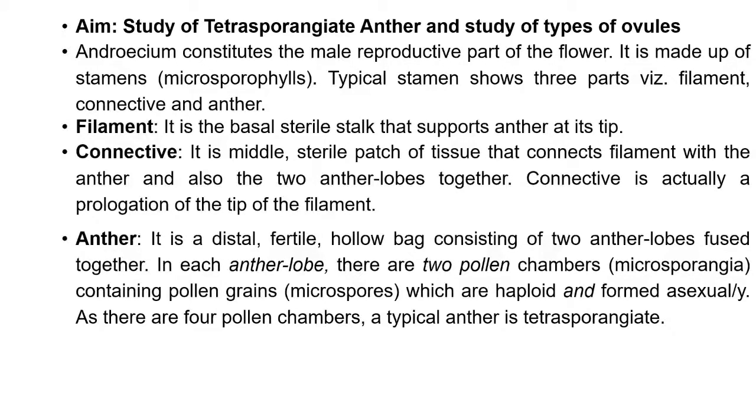Third part, the upper part of the androecium stamen, is the anther. Anther is a distal fertile hollow bag consisting of two anther lobes fused together. In each anther lobe, there are two pollen chambers. They are also called microsporangia, containing pollen grains, that means microspores, which are haploid and formed asexually. As there are four pollen chambers, a typical anther is called tetrasporangiate. Tetra means four, four sporangiate.